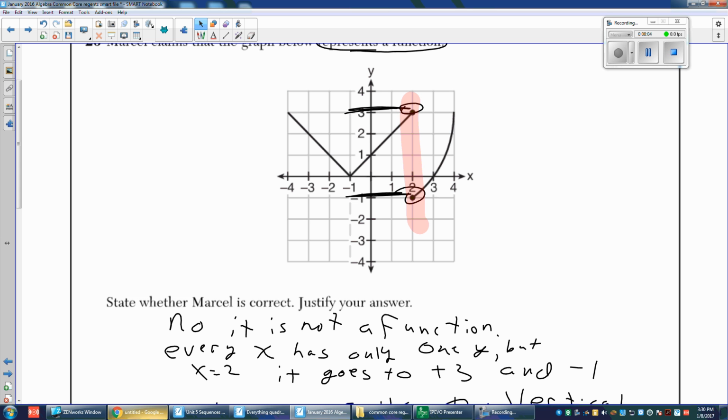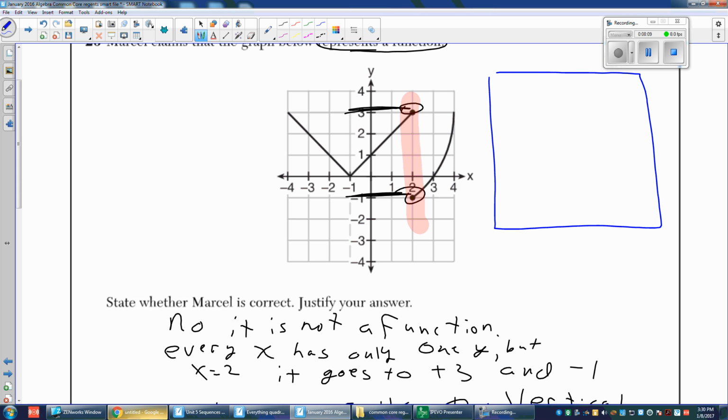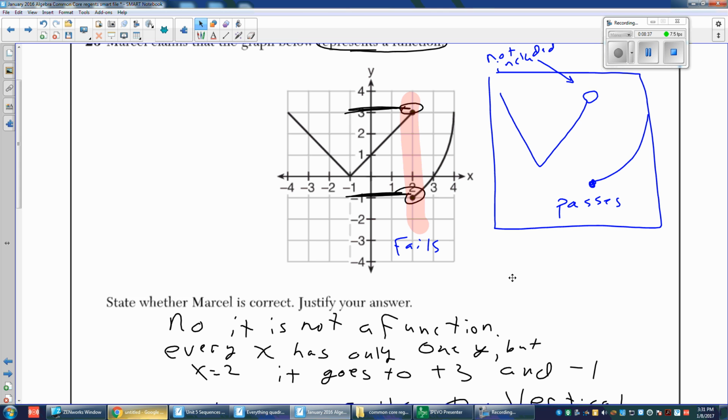Now, draw this over here. If the graph looked like this, with an open circle, and then had a closed circle down there and went up, that passes. This fails, because remember, an open circle is not included. Okay, if you have any questions, make sure you ask me in class on this. Let's go on to the next problem.